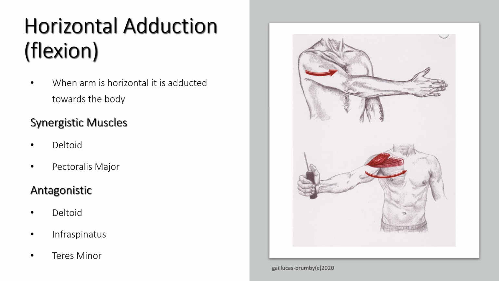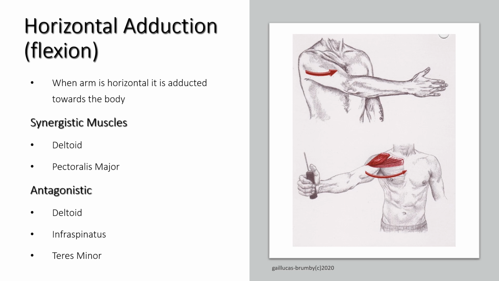Horizontal adduction or flexion is where the arm is placed horizontally to the side and is then adducted, so it's brought into the body and across the front of the body. That's a horizontal flexion or adduction.